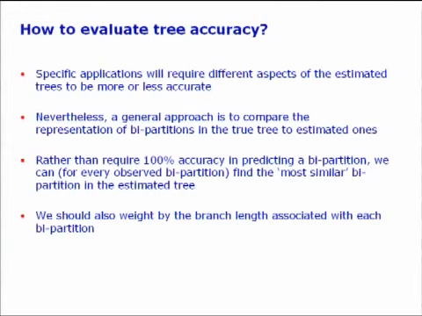However, there must be some sort of sensible way of comparing two trees. Without being too specific about what you're going to do, it seemed to me that a sensible thing to do is to compare the representation of bipartitions in the true tree to the estimated one. So you can think of a tree as inducing a whole bunch of bipartitions on the sets of sequences, and the similarity between an estimated tree and a true tree could be measured by looking at these bipartitions.